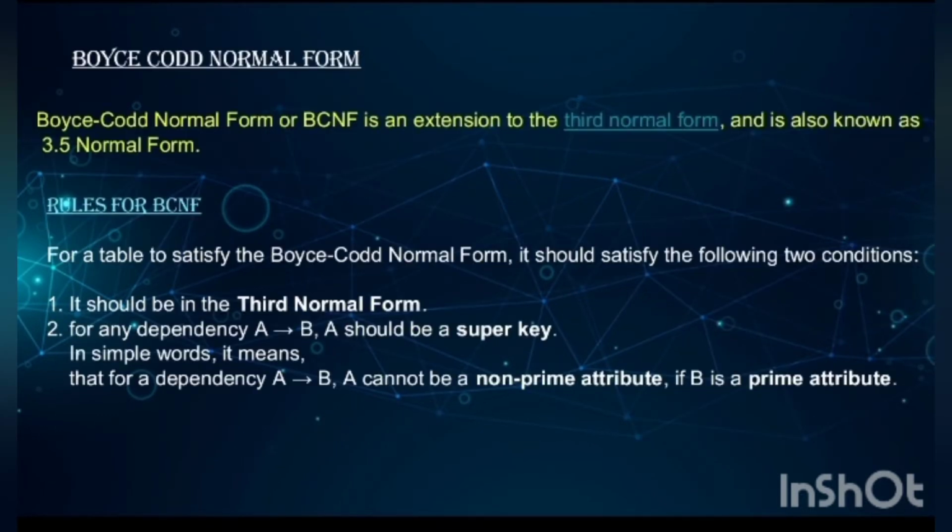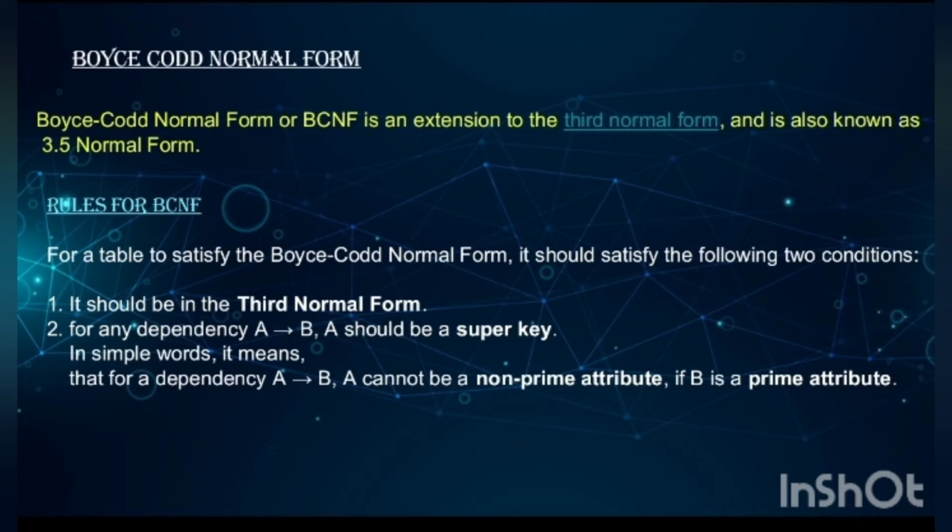Boyce-Codd normal form, or BCNF, is an extension to the third normal form and is also known as 3.5 normal form. There are some rules for BCNF. For a table to satisfy the Boyce-Codd normal form, it should satisfy the following two conditions. The first one is it should be in the third normal form. The second one is for any dependency A derives B, A should be a super key.